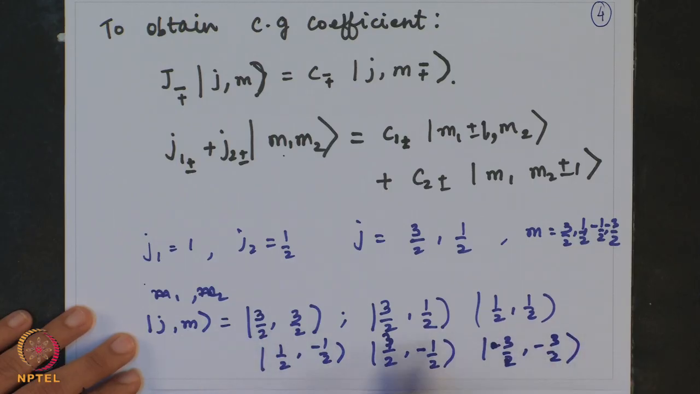So, in decreasing order of M: 3/2, 1/2, 1/2, -1/2, -1/2, -3/2. So you can have 6 such combinations. Similarly, for J1 and J2, I mean M1 and M2, we will have combinations.